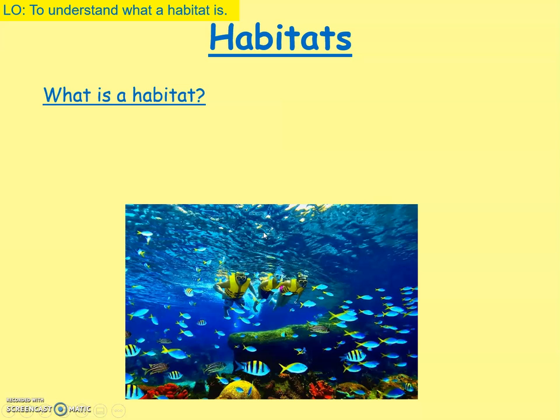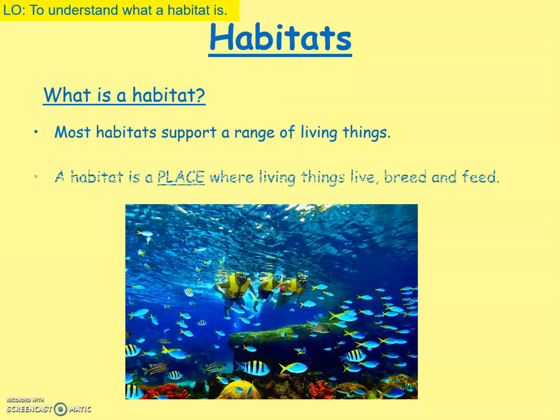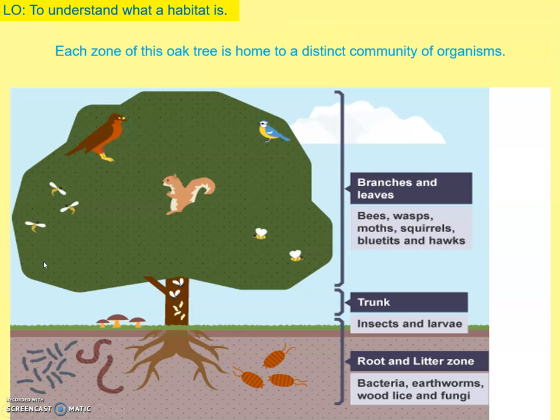Okay. So from the video you just watched, what do you think a habitat is? So a habitat is a place where living things live, breed, and feed. So most habitats support a range of living things. Example, we have the oak tree. So the oak tree is an example of an ecosystem. What do you mean by an ecosystem? An ecosystem is a community and the habitat in which it lives.